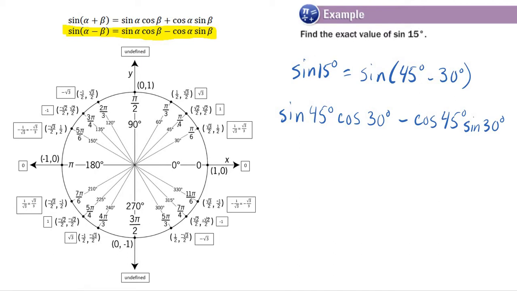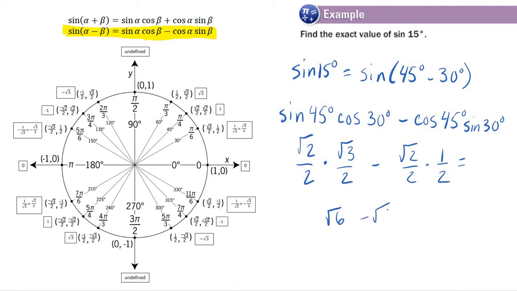So sine 45, you look here, of course it's root 2 over 2. So root 2 over 2, cosine of 30 right here, and of course it's my x value, so root 3 over 2, minus cosine 45, of course, root 2 over 2, and sine 30, you look at your unit circle, is going to be 1/2. Now let's just simplify this. Root 2 times root 3 is square root of 6. Root 2 times 1, of course, is just root 2. On our denominators we've got 2 times 2 is 4, 2 times 2 is 4. So that is all over 4.